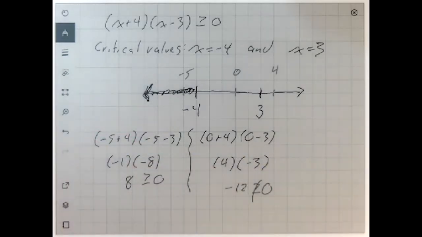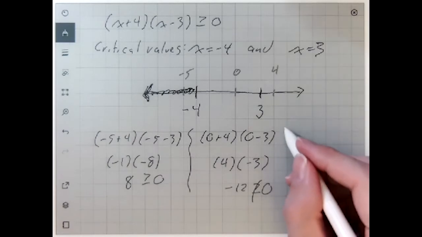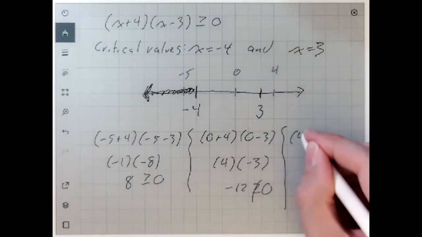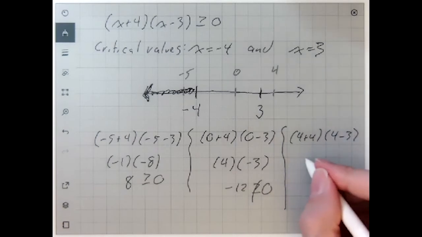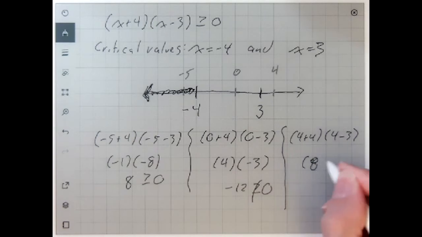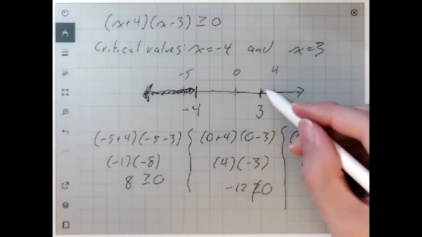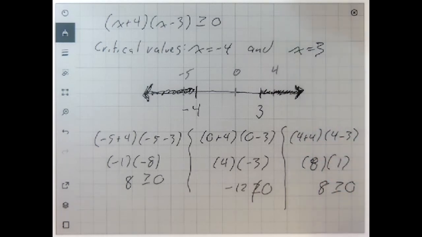Unfortunately, when we try 0, it doesn't work. And since 0 doesn't work, nothing in this region between -4 and 3 will work. And then finally, we try something bigger than 3. We'll plug in 4. And when we plug in 4, we once again get something that is in fact bigger than 0. And since something over here worked, that means that everything over here will work. That will be part of our region as well.